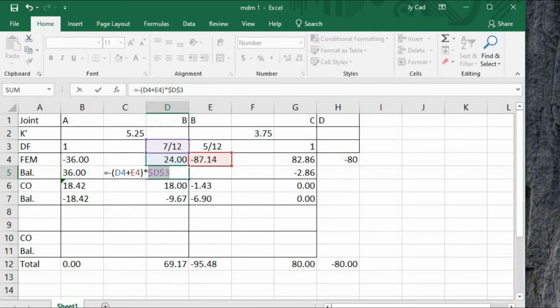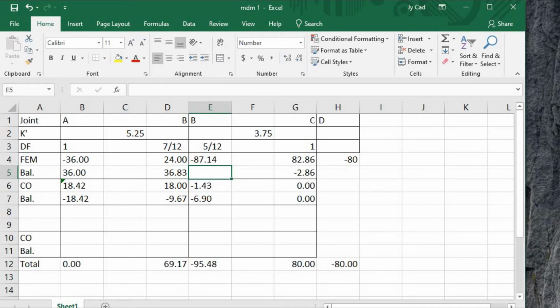nag-i-stay, no? And then, dito sa moment na yan, equal sign, negative, open parenthesis, 24 plus negative 87.14 close times E3. Yan. Enter. Then, balikan ko yan. Press F2 para mag-editing mode. Then, just before letter E, you press F4. Yan.